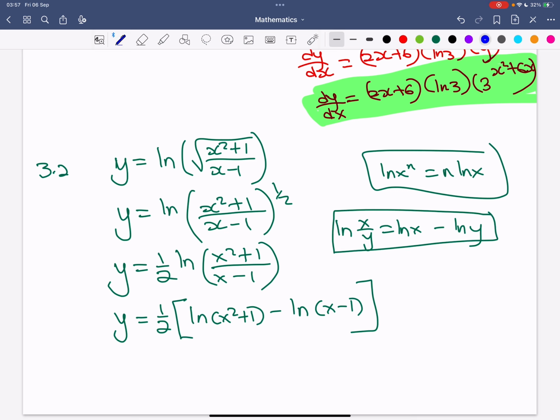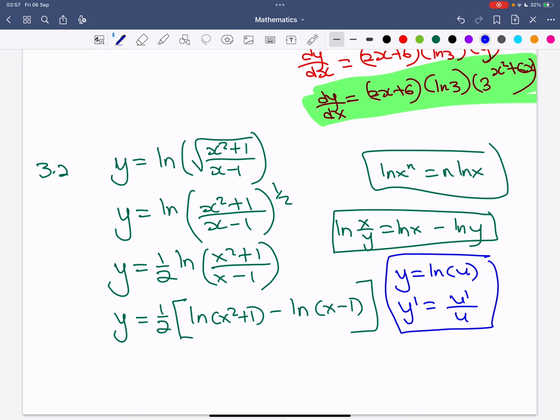What is the blueprint for solving a logarithmic differentiation question with ln? You know that y equals ln of any function inside, and then y prime equals u prime all over u. This is the key to solving this kind of function, and it makes it very easy for us to solve this question. So y prime: leave that 1 over 2, it's a constant. Then what is the derivative of x squared plus 1? It's 2x over x squared plus 1, minus, what is x minus 1? It's 1 over x minus 1. So that's how we solve this question.